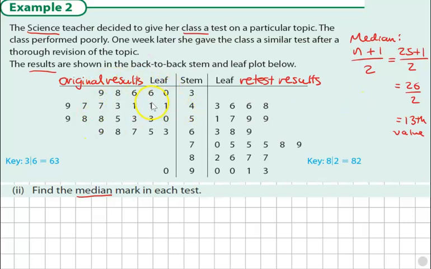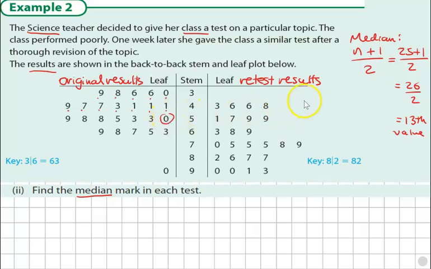On the left-hand side, you start on the right and move towards the left, because you're starting at the smallest number and moving towards the bigger numbers. So that 0 there represents 30. That's the first value, and we want to get up to the 13th value. So 1, 2, 3, up to 13. That 0 there is the 13th value, and it represents 50. So the median mark in the original test was 50.